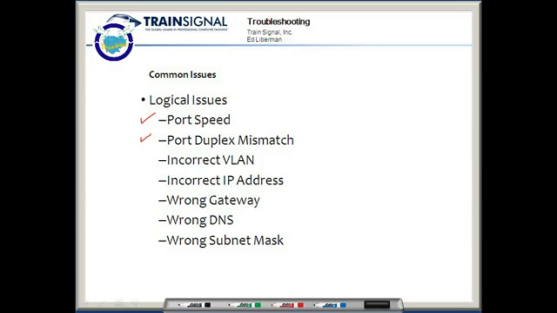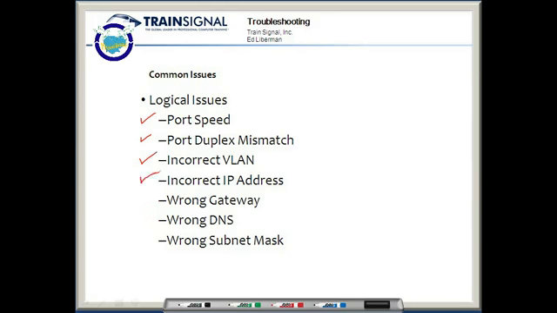Now, going down from there, here we have incorrect VLAN, and VLAN is virtual LAN, which we talked about earlier, where you can set up a virtual LAN, which is a way of segmenting your network into different virtual logical networks. Well, a device might be on the wrong VLAN. If they're plugged into a port on a switch, and the port on that switch has been configured to one VLAN, but it's supposed to be part of another VLAN, that can be a problem.